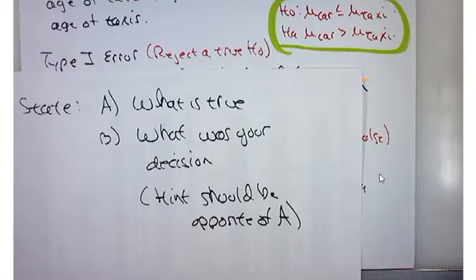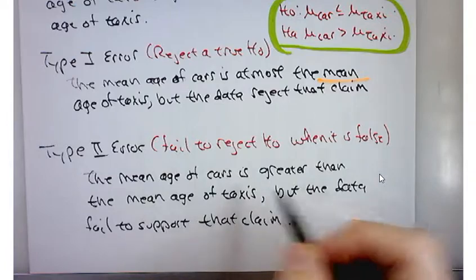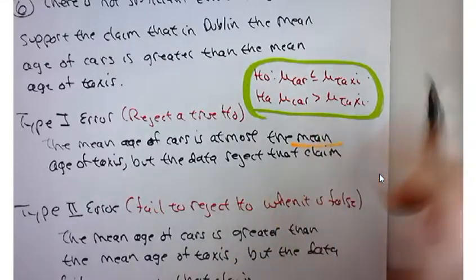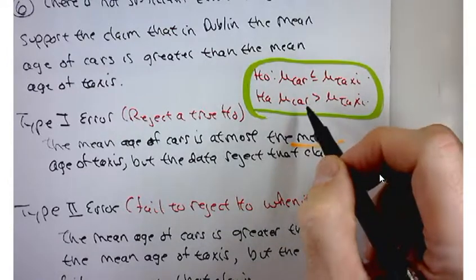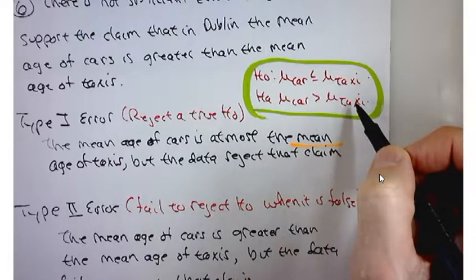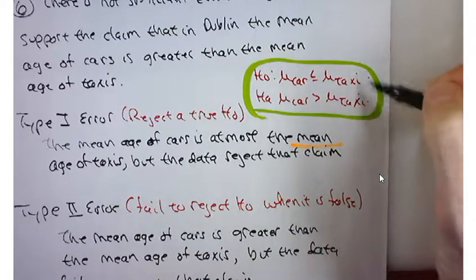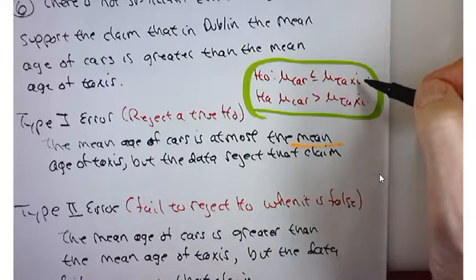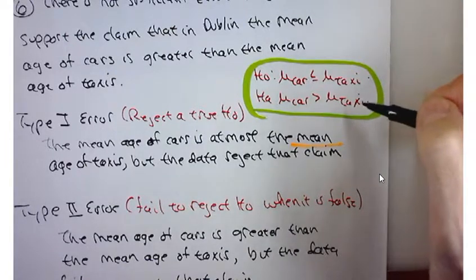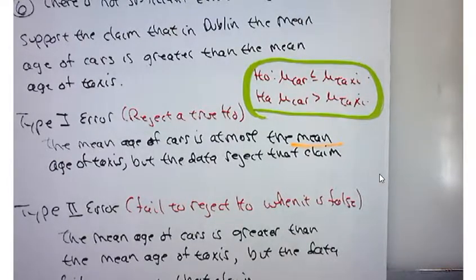Okay, TJ? So is fail to support a good way to do it? So I have the mean age of cars is greater than the mean age of taxis, but the data fails to support that claim. Is that correct? Yeah, that'd be a different way to say it. So let me restate it here. The mean age of cars is greater than the mean age of taxis, so that's saying what's true, but the data fail to support that. Now, if we fail to support that, that means we didn't reject H0. We're stuck concluding that H0 is true. So yeah, that's a perfectly valid way to state that.